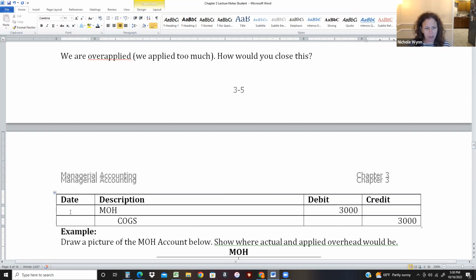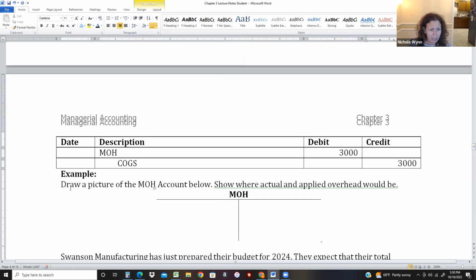Okay. So as we look at this one, it says draw a picture of the MOH account below and show where actual and applied is. So I went ahead and drew the T account for you. That's because me drawing a T account using Word is kind of a pain. So this is actual and this is applied.